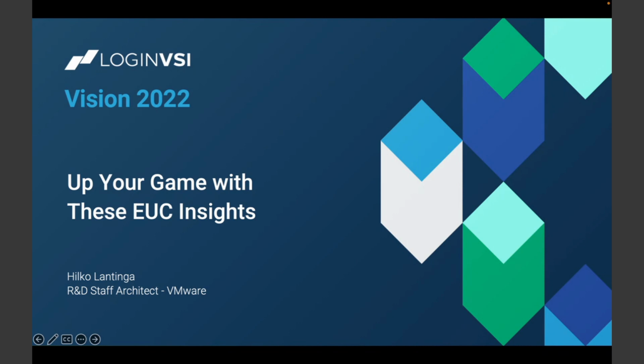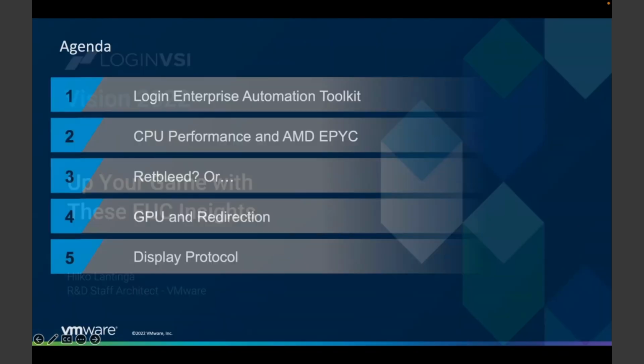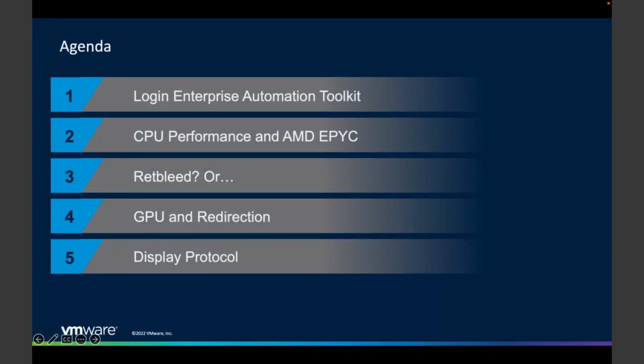Okay, so as Mark said, I'm a bit tight on time, but we're going to talk about how to up your game with these EUC insights, but also about how you can use the Login Enterprise product to get there. Now, for the agenda, I've got 5 items. First, we're going to talk about the Login Enterprise Automation Toolkit. Then I'm going to talk about CPU performance in general, and then also specifically for AMD EPYC. Then we might do something on Retbleed, probably not. Then I'm going to talk about GPU and redirection. And if we have time left, I want to say a few things about the display protocol.